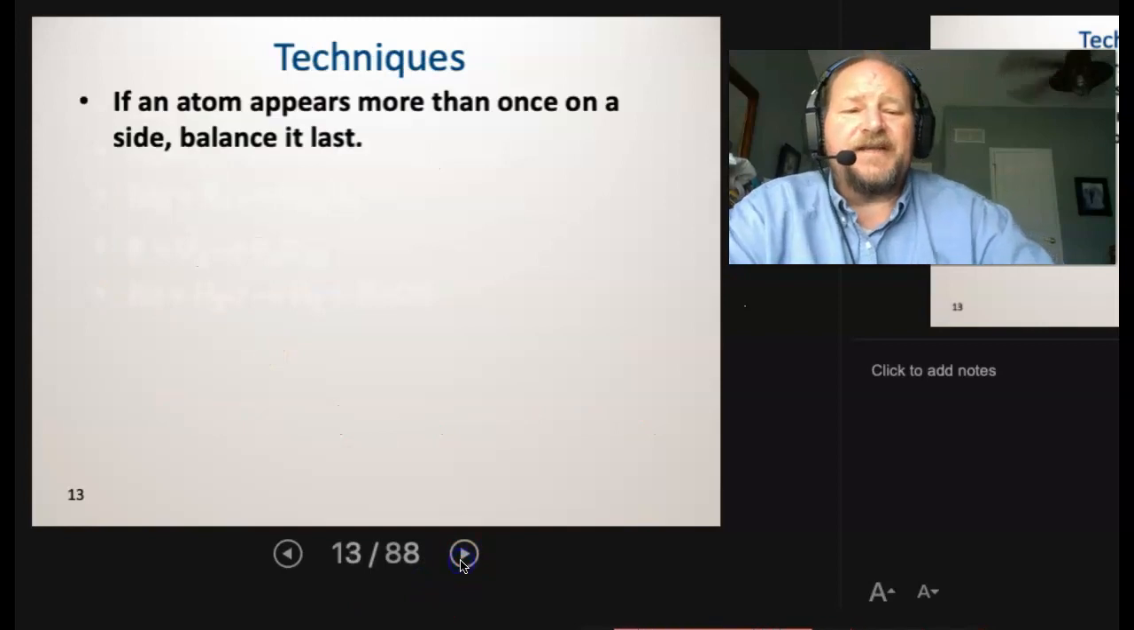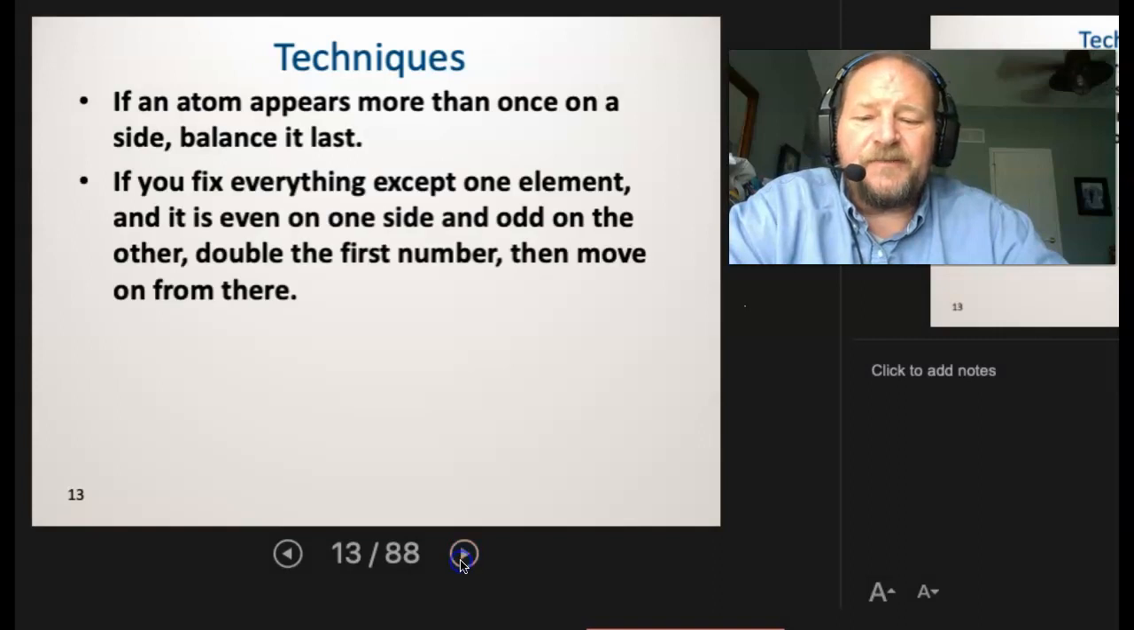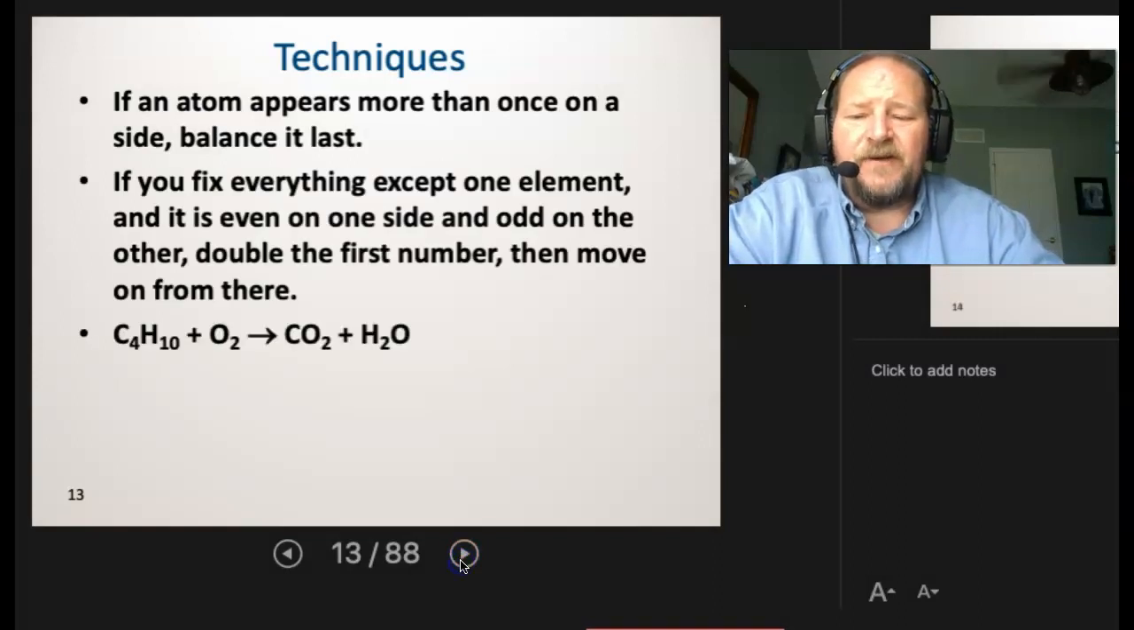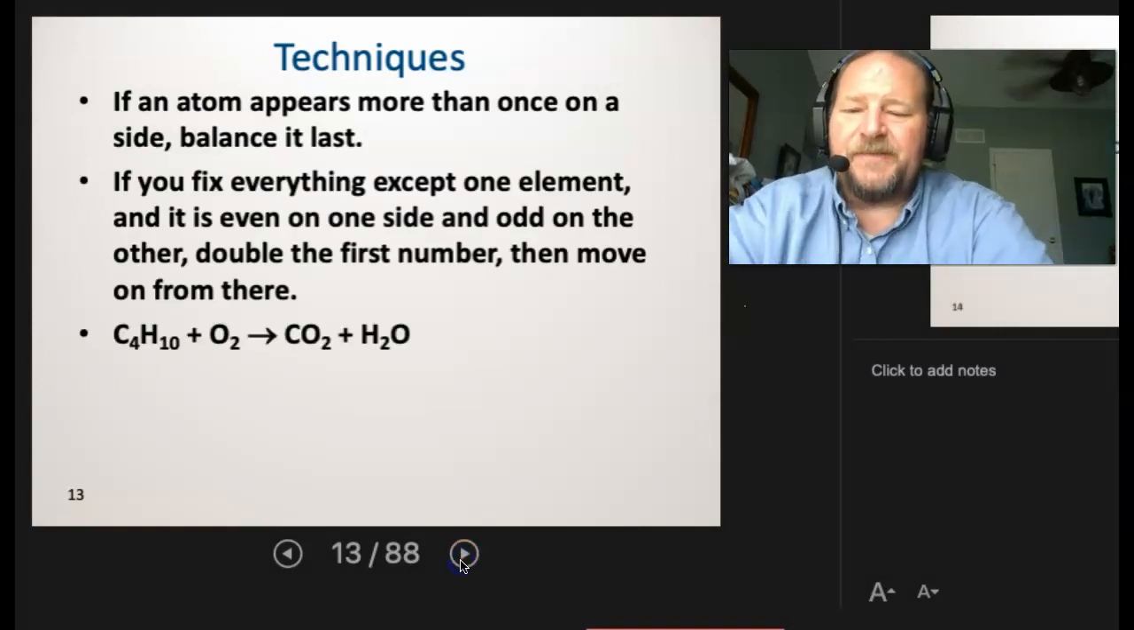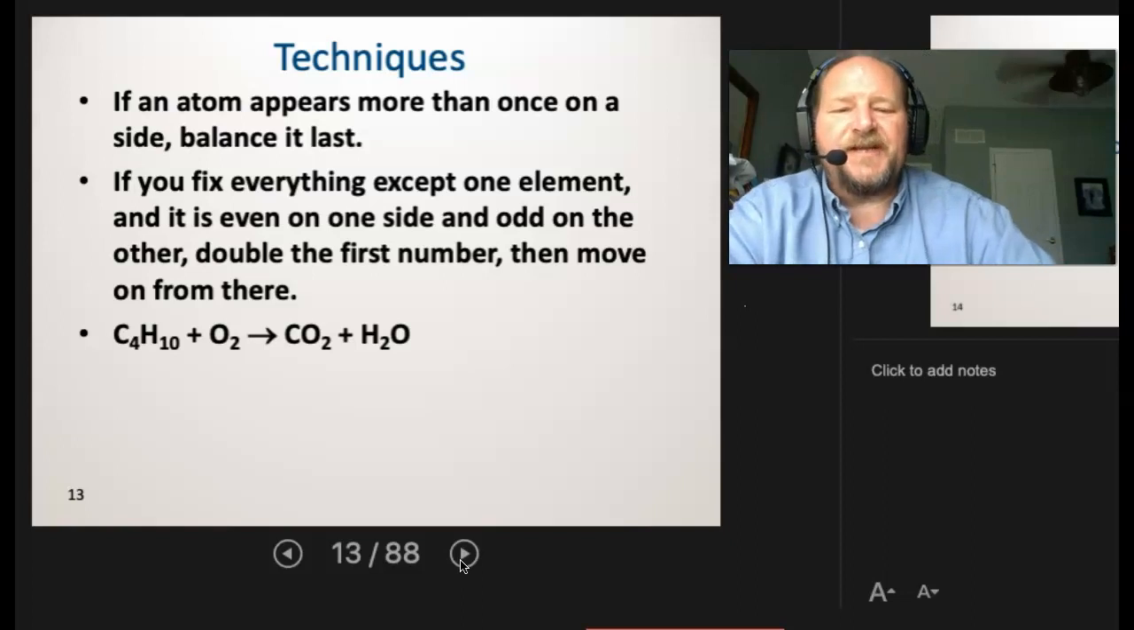All right, so some techniques. If an atom appears more than once on a side, balance it last. All right, so we're going to save it for the end. So for instance, when we look at combustion reactions, we get something like this, and we call this the doubling trick. C4H10 plus O2 goes to CO2 plus H2O.